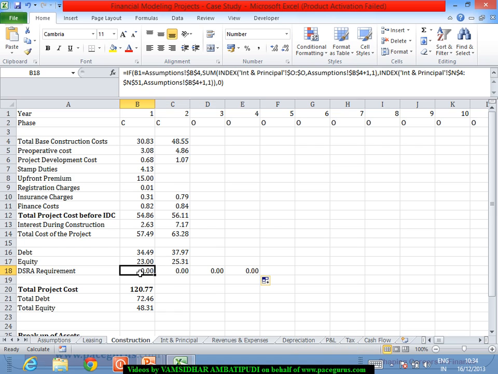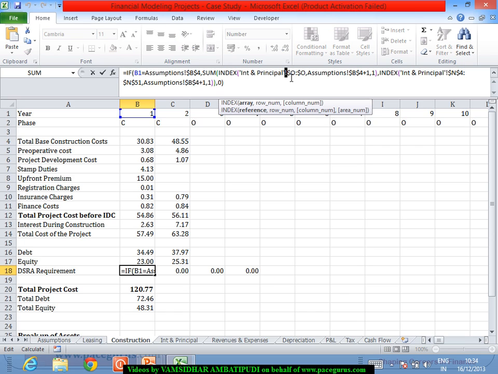whereas in each of the years, so probably here B1 equal to B4, INDEX of principal O column, assumption B4, interest and principal, sorry, it's not O column, interest and principal $O4 to $O$51. Now let me try.